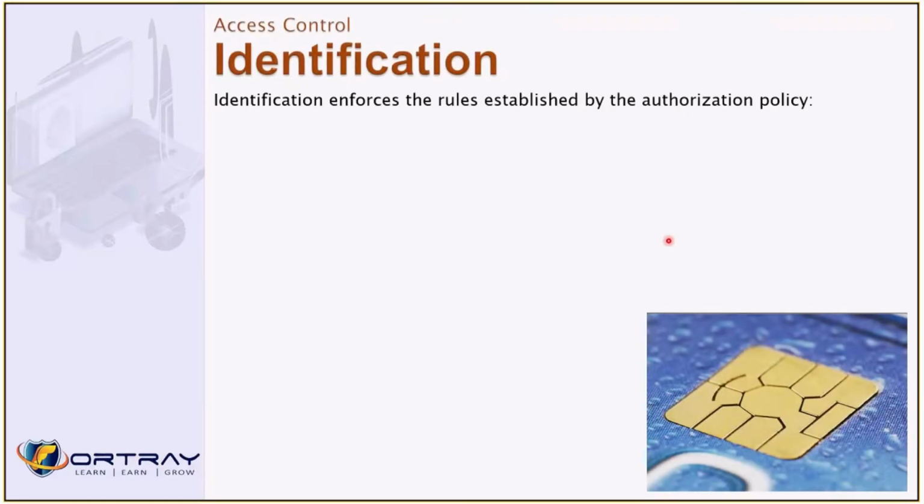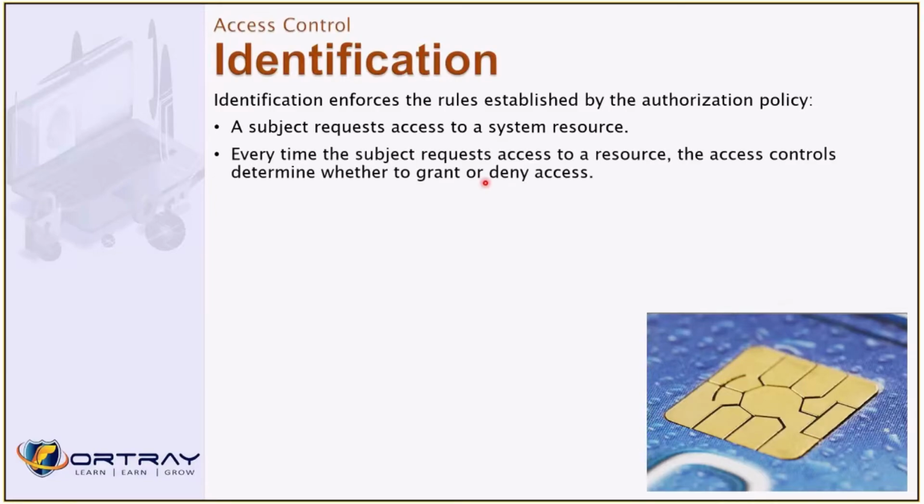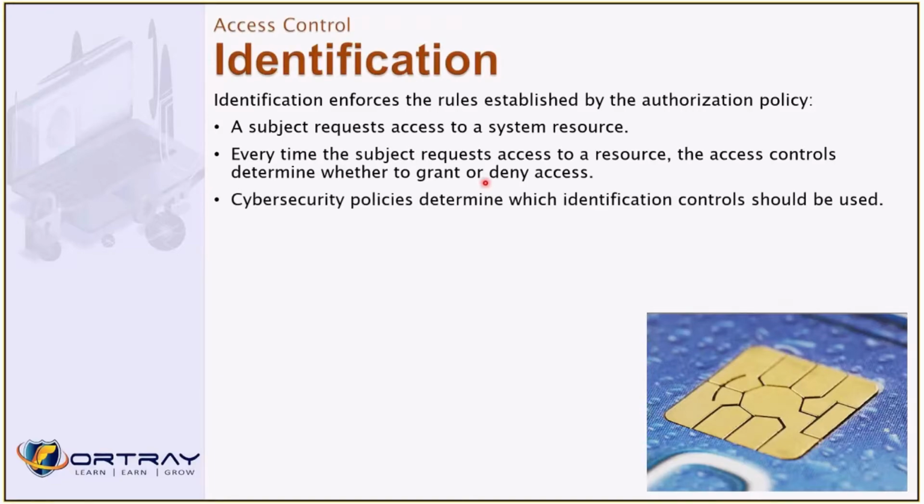Okay, access control, we use identity enforcement rules established by the authorization policy. A subject requests access to the system resources. Every time the subject requests access to the resources, the access control determines whether to grant or deny. Similarly, like a visa, you can think about it. The cybersecurity policy determines which identification control should be used.